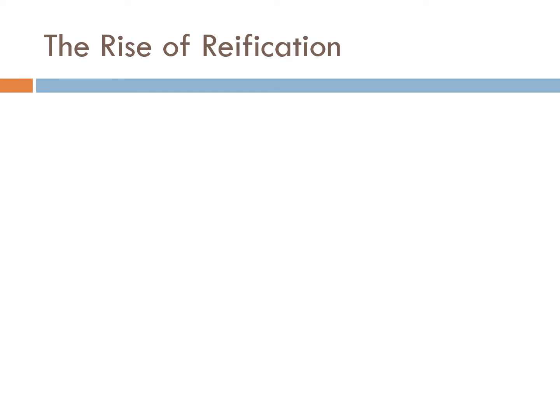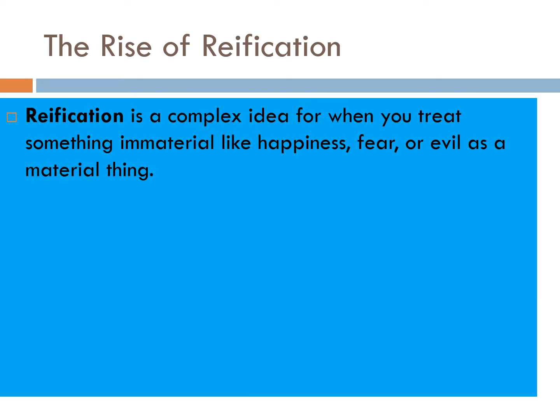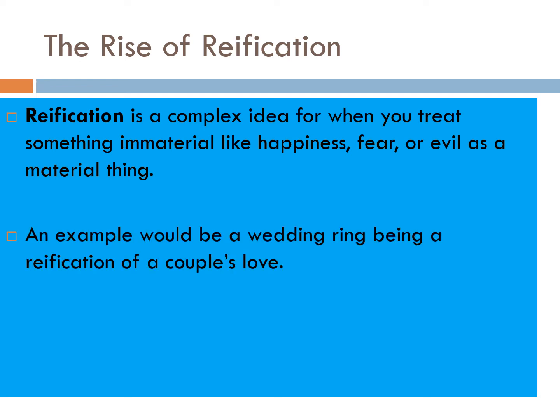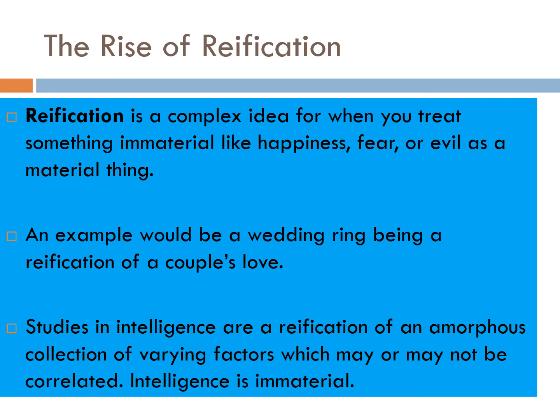So what we're really looking at here in these pages in the Gould book is the rise of reification, right? Reification is this complex idea for when you treat something immaterial, like happiness, fear, or evil, as a material thing. An example would be a wedding ring being a reification of a couple's love, right? So studies in intelligence are a reification of an amorphous collection of varying factors which may or may not be correlated with one another. So in essence, intelligence in and of itself is immaterial.